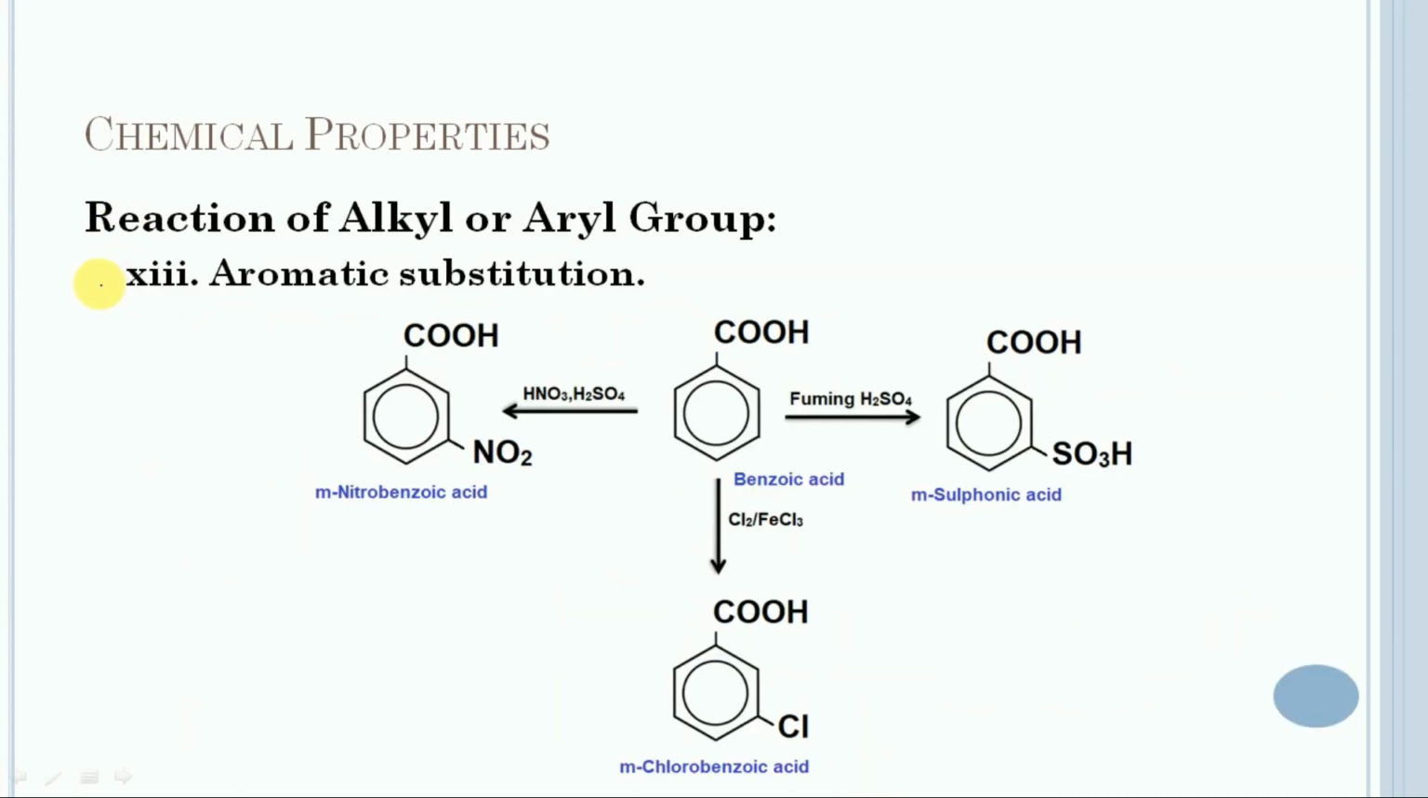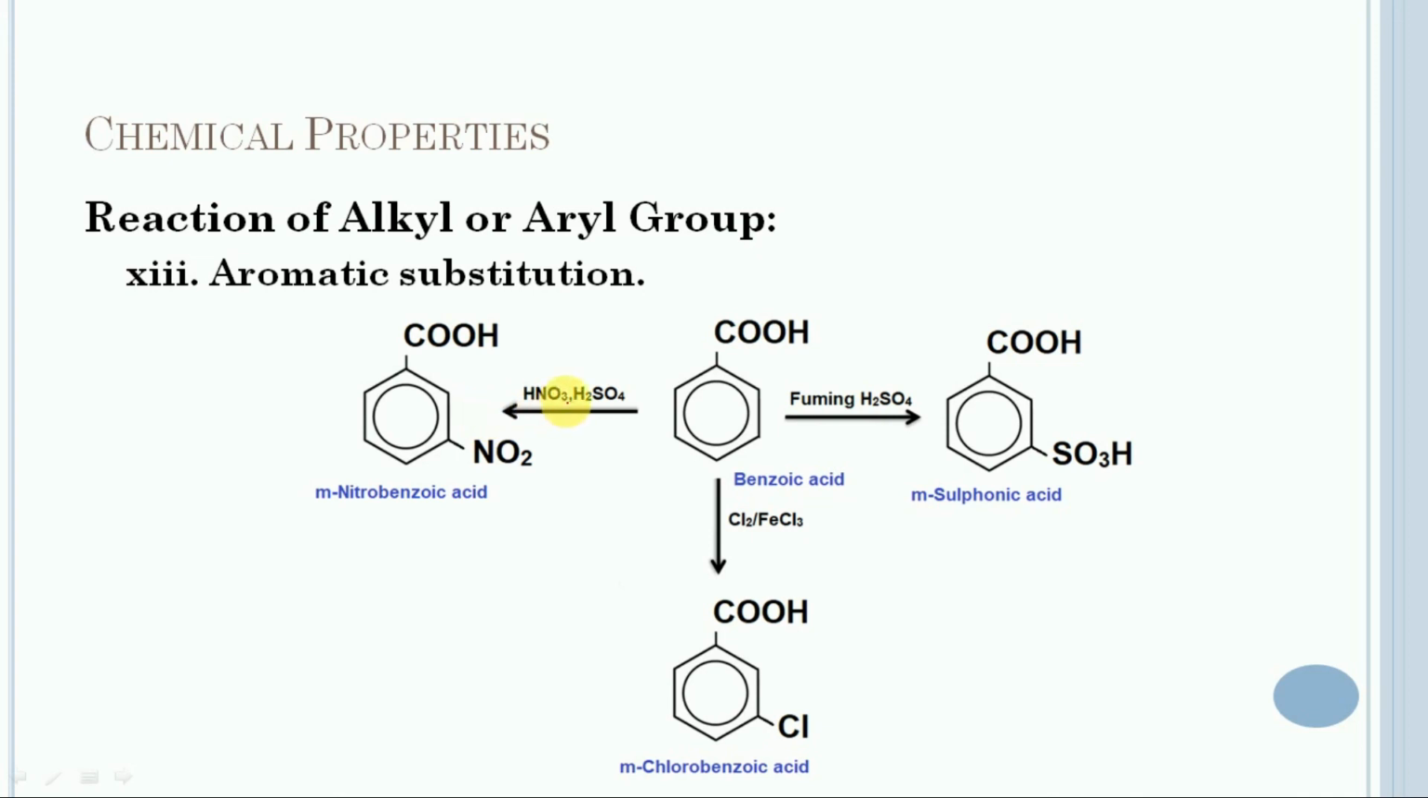The next reaction is aromatic substitution. In this case, aromatic carboxylic acid can undergo the usual electrophilic substitution reactions of the benzene ring, such as halogenation, nitration and sulfonation. It may be recalled here that the carboxylic group is meta-directing and it will deactivate the benzene ring, so the substitution will take place at the meta position.